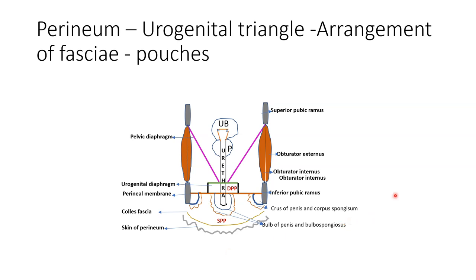In this picture, you can see the arrangement of the fasciae and various pouches in relation with the urogenital triangle. You can identify the superior and inferior pubic rami, and between them the obturator foramen, around which will be the obturator externus and obturator internus muscles. And you can identify the pelvic diaphragm. This is the pelvic diaphragm.